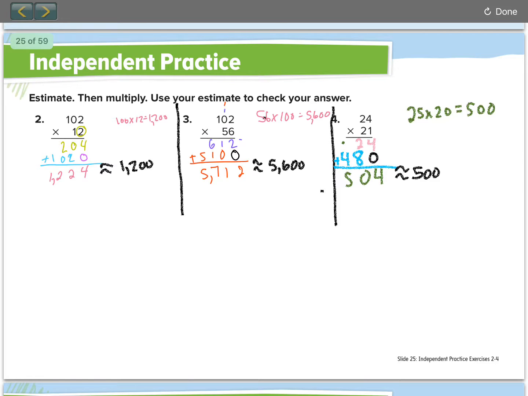Now I have to multiply 102 times 5. But before that, I put a 0 in the ones column, because that is not 5, that is 50. Now I say 5 times 2 is 10. I record my 0 and carry my 1. 5 times 0 is 0, plus 1 is 1, so I record the 1 in the next column. Finally, I multiply 5 times 1, and I get 5, which goes in the thousands column. Now I'm going to add 612 plus 5,100, and I get 5,712, which is close to 5,600.